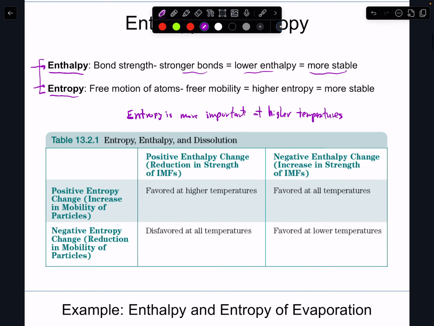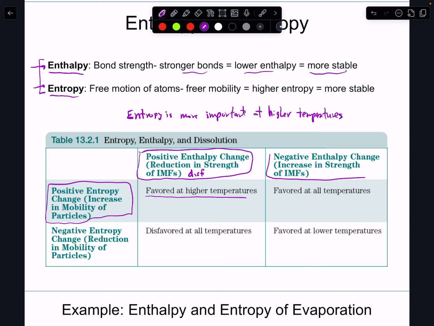And so what happens is if something has a positive enthalpy change, it's disfavored by enthalpy. And if it has a positive entropy change, entropy will want it to be soluble at high temperatures. Enthalpy will want it to not be soluble at low temperatures, so something will be favored to dissolve at higher temperatures. If something has a negative enthalpy change, that means it's favored in terms of enthalpy. Then if it's also favored by entropy, that positive entropy, then it'll be favored at all temperatures. Things will dissolve at any temperature. And if it's disfavored by entropy, then it'll only dissolve at lower temperatures where enthalpy is in charge.